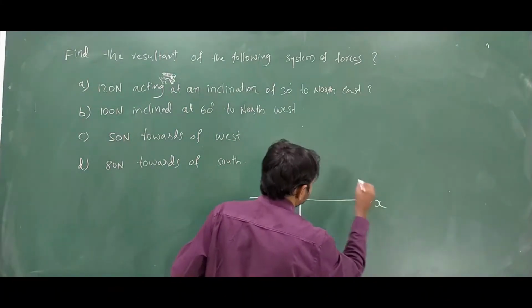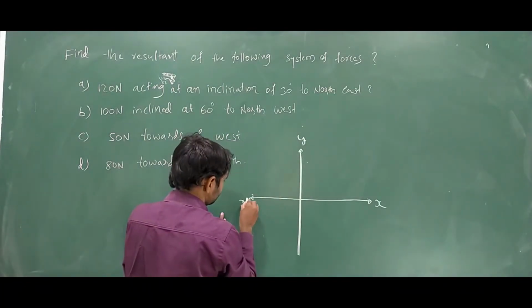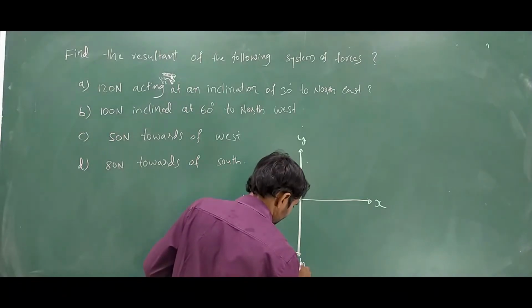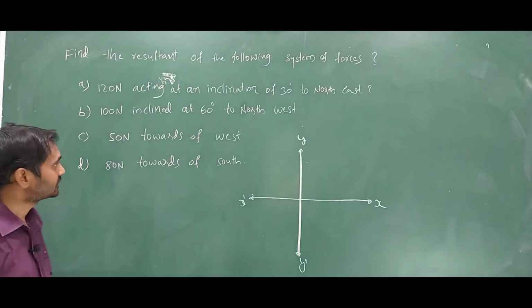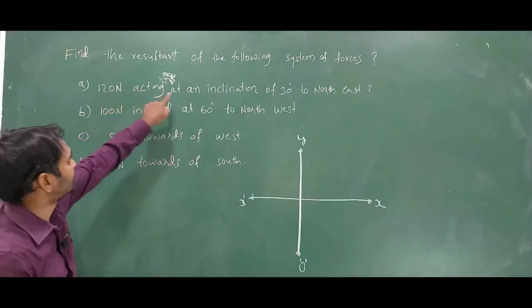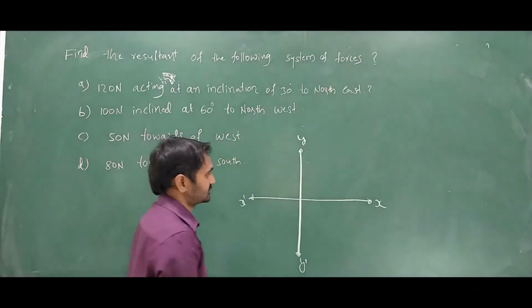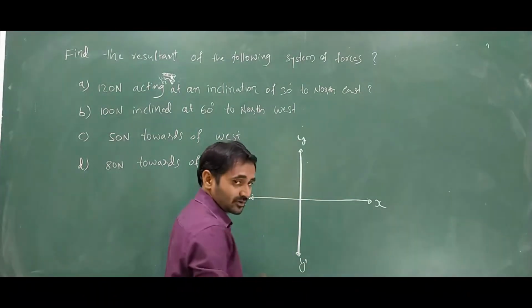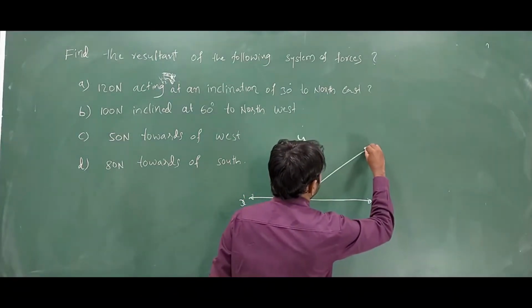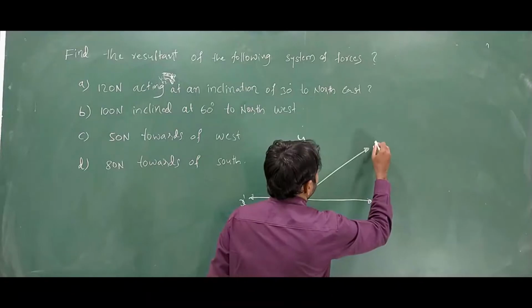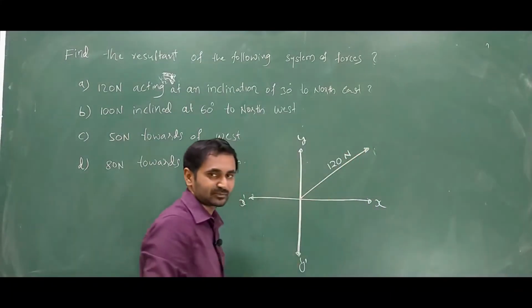This is x, this is y, this is x dash, this is y dash, as we have seen in the earlier classes also. So 120 newtons acting at an inclination of 30 degrees towards northeast. So this is my northeast. So 120 newtons will act over here. So this is 120 newtons.